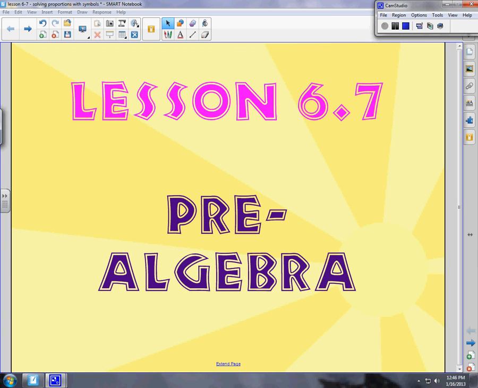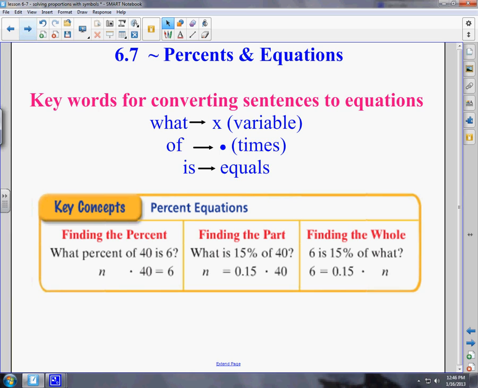Hey guys, this is lesson 6.7 for pre-algebra. So this is called percents and equations. 6.7 is very similar to 6.6. However, this time, instead of making it into a proportion, I'm going to show you another way to solve the exact same problem, but to make it into an equation. So write these down in your notes.